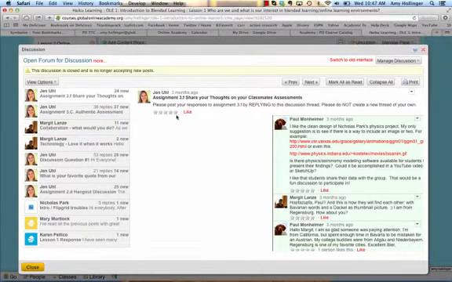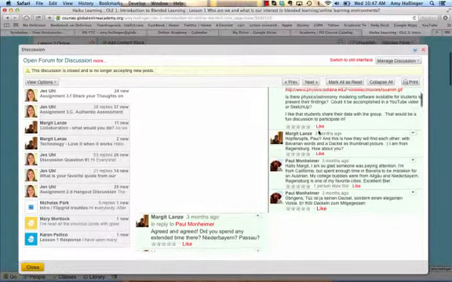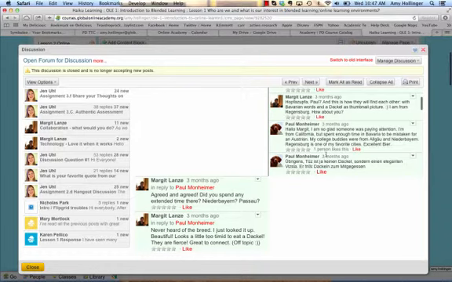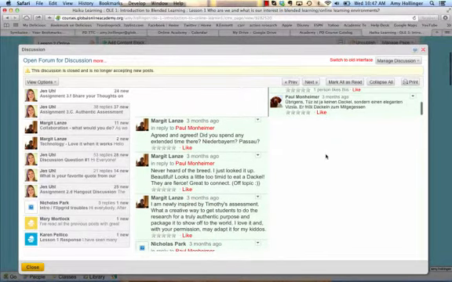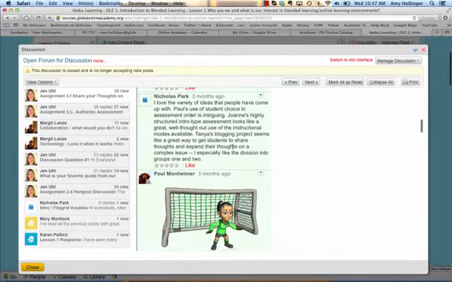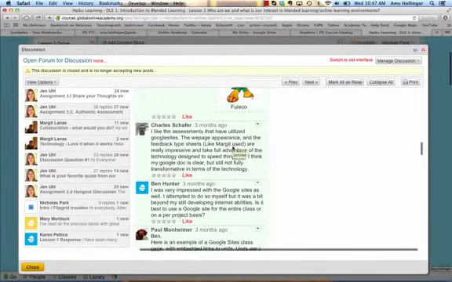So here's one where Jen has asked them, assignment 3F, share your thoughts on your classmates' assessments. So this was an ending activity, and so here you can look at the participants are kind of adding back and forth their thoughts on each other, things that they're doing, and these two are having a discussion going back and forth. You see another person comes in and starts discussing along here, but it's just a really nice way for the participants to connect and discuss things.